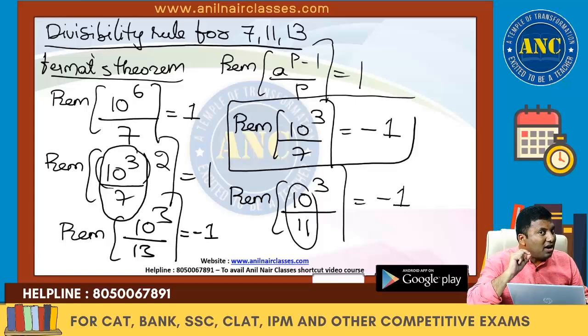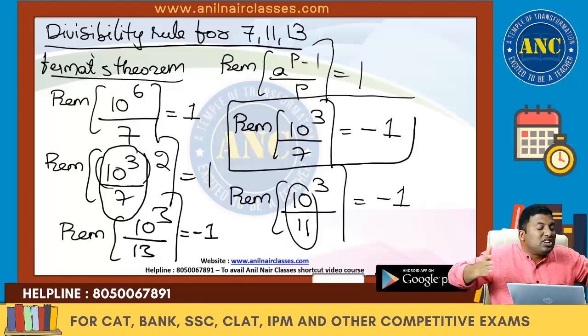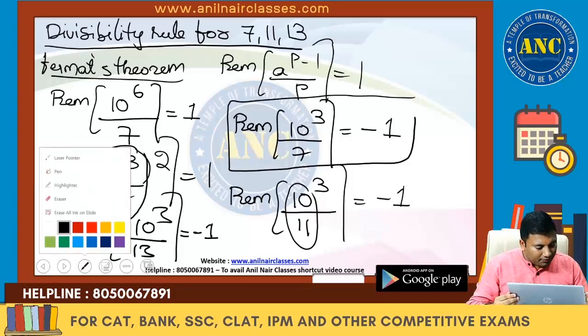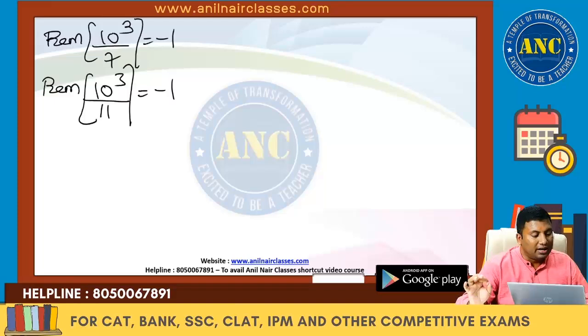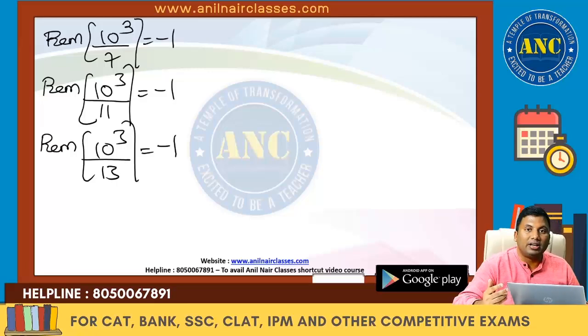This is a very, very important observation, because the theory of oscillation is an efficient method only when the number of digits is small. As the number of digits grows to 4, 5, 6, using the theory of oscillation might be a very ineffective method. That means, remember: 10 cube divided by 7 is minus 1, 10 cube divided by 11 is minus 1, and 10 cube divided by 13 is also minus 1.